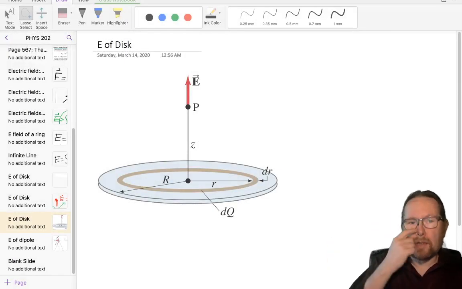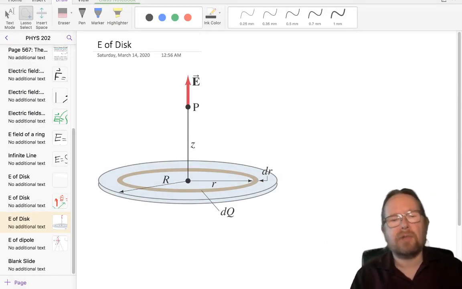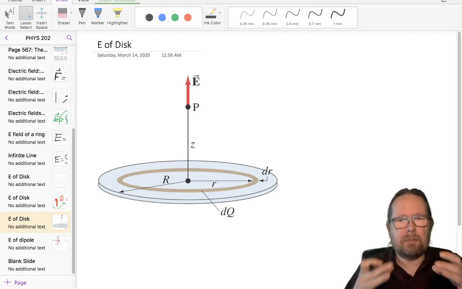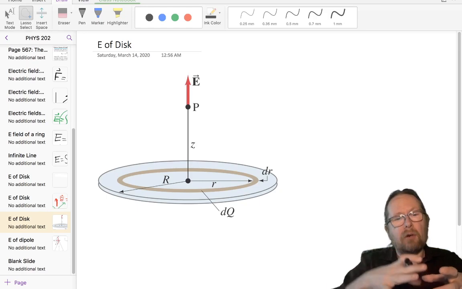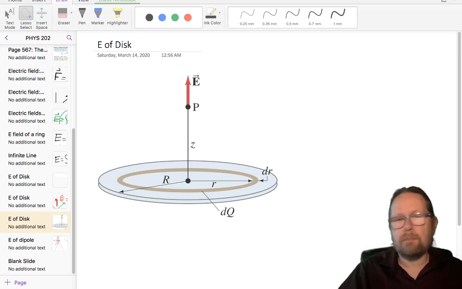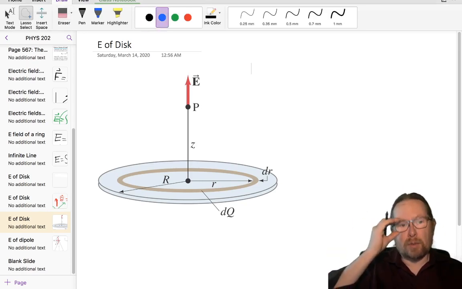Okay, so one last example, and that is to redo this problem for the electric field of a disk, not thinking of the disk as being made up of an area that we integrate over, but thinking of the disk as being made up of a series of rings nested inside of one another. And this is the way your book does the example.